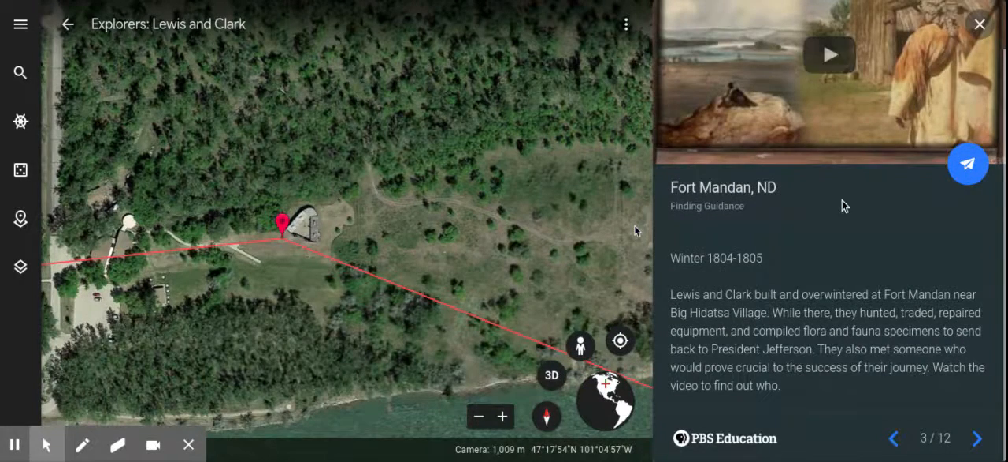This one at stop 3, you do need to watch the video. So stop 3 says watch the video to find out which Native American they met at Fort Mandan who would be critical to the rest of their expedition. That is in the video. So do you see why I say it would be easier to have the Google Earth and the Google form open at the same time? Go and complete one question on the Google form, go back and move to the next stop in Google Earth. Go and answer that question and then move to the next one.